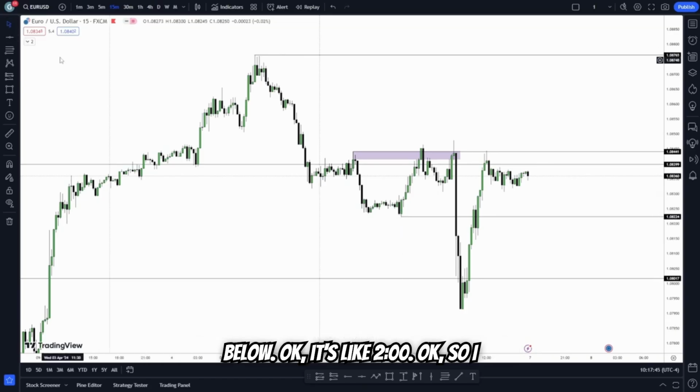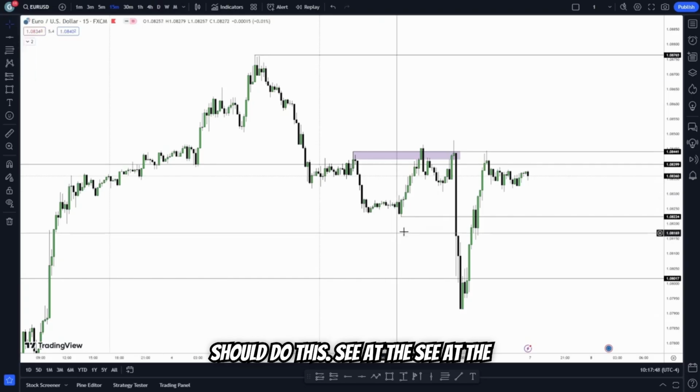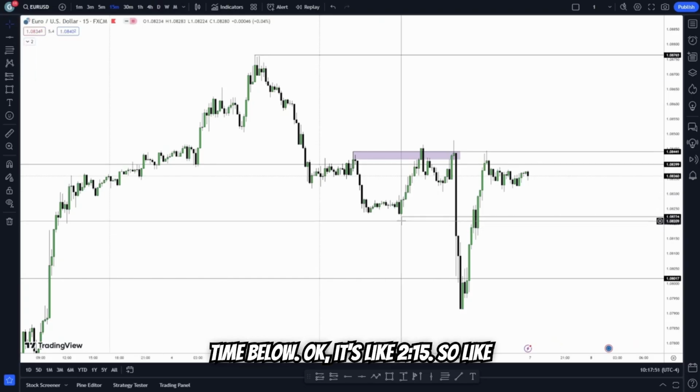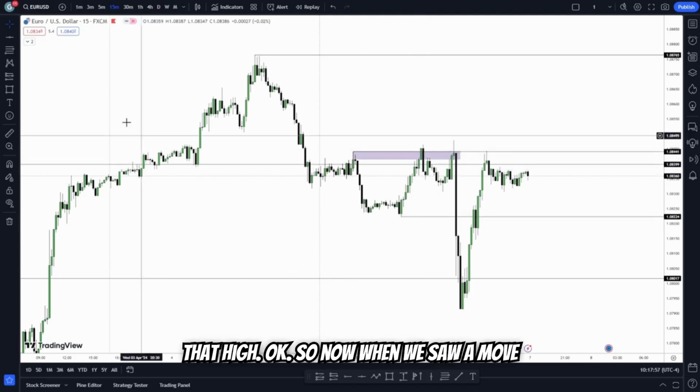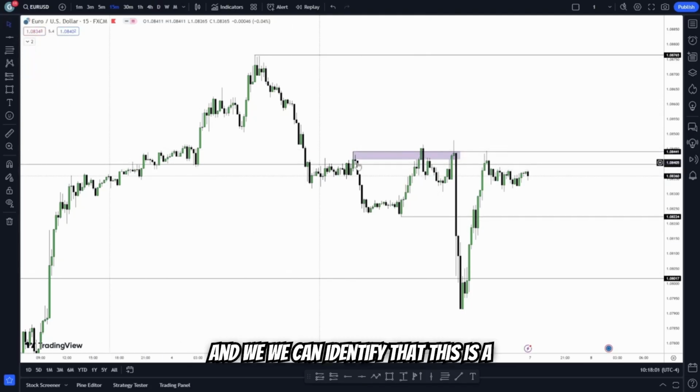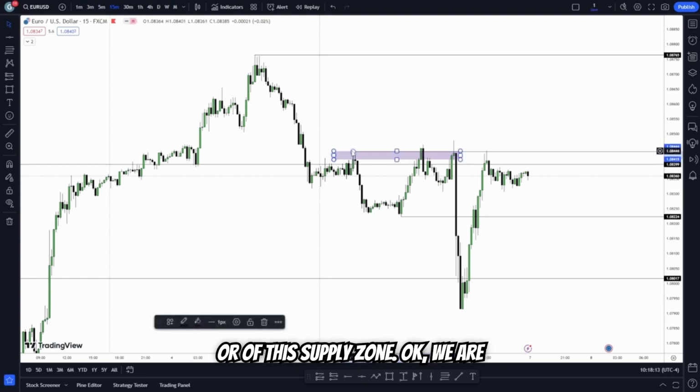Okay, so I should do this. See the time below. Okay, it's like 2:15. So London session starts, and it takes the whole London session to go up and take that high. Okay, so now when we saw a move, we can identify that this is a demand zone, and we can identify that this is a bearish move over here. So now we are looking for a breakout. Okay, we're looking for the breakout of this high, or of this supply zone.